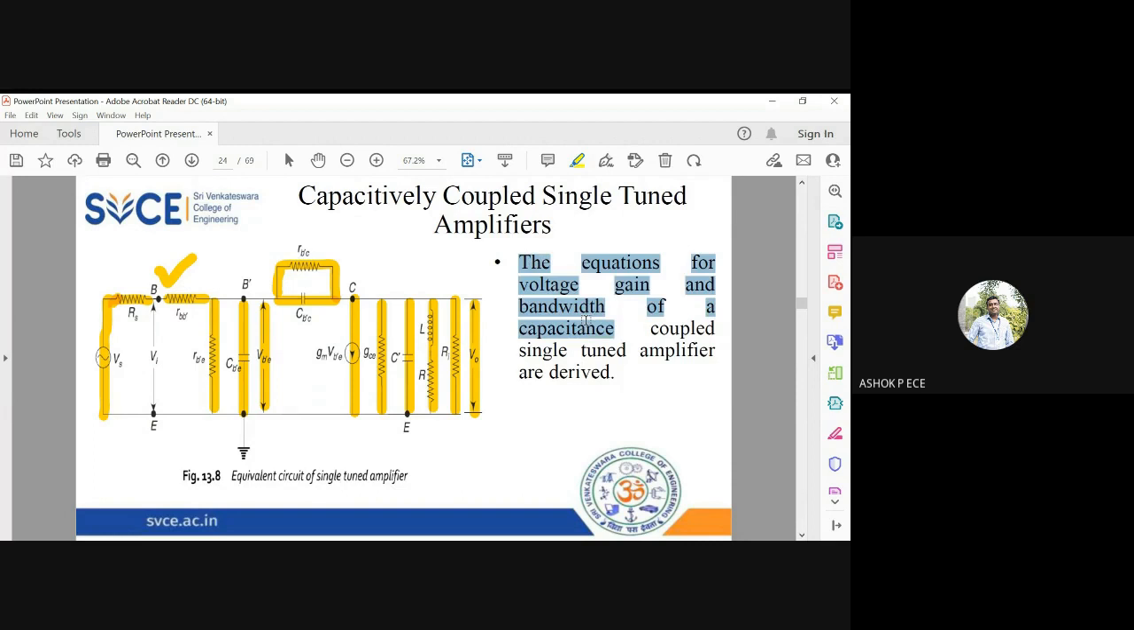Any doubts in the hybrid pi model diagram for a single tuned amplifier? Anybody having queries regarding this diagram, how it has come? I've explained stage by stage how the components are drawn.